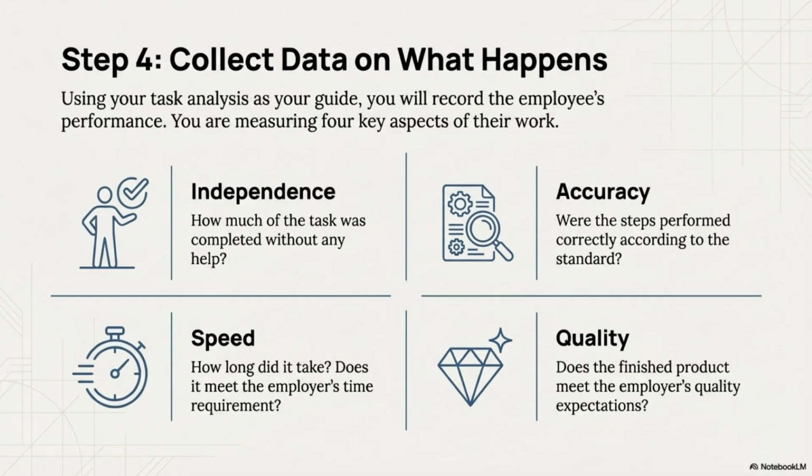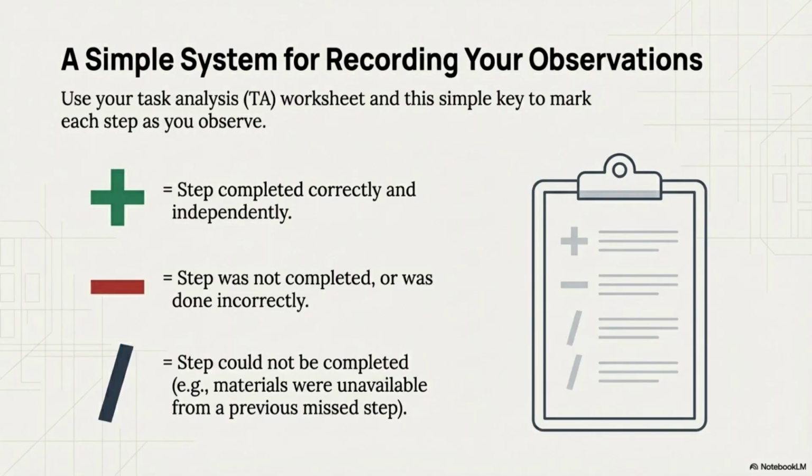Here's a simple way to collect baseline data. Use your TA and mark each step. Plus equals step completed correctly and independently. Minus equals step not completed or done incorrectly. Slash equals step couldn't be completed, maybe because materials weren't available.